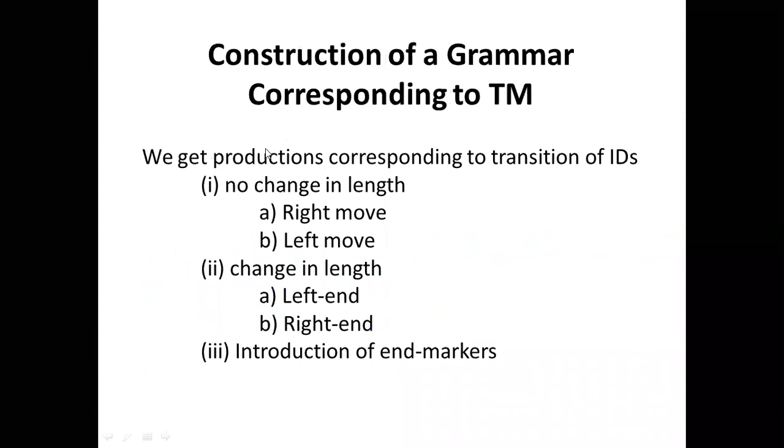Now, how to construct these productions? The construction of a grammar corresponding to the Turing machine: we get the productions corresponding to the transitions of IDs, the instantaneous descriptions. The first case is no change in the length of the ID, where there are two parts: one is the right move, and you have to check the left move. Another is the change in the length of the IDs, that is the left end, another is the right end, and introduction of end markers.